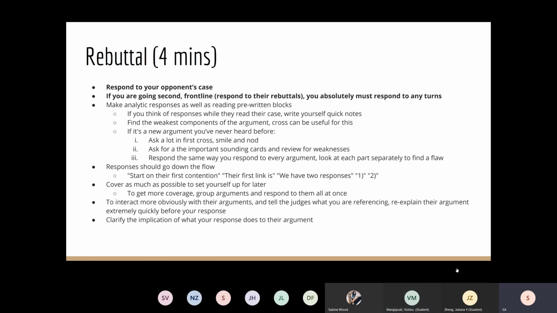Okay. For the other question in the chat, wasn't Final Focus 3 minutes during school year? Final Focus has always been 2 minutes. I think it depends on the tournament you go to, because I have seen some middle school tournaments that had 3-minute Final Focuses, but in general, like most of the debate community, it's 2 minutes. So I think it just depends on who is hosting the tournament.